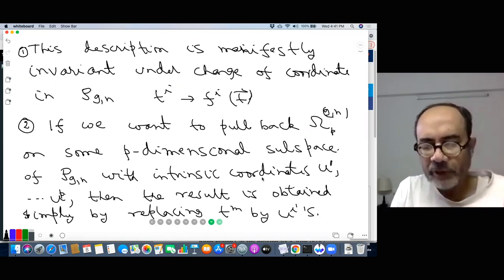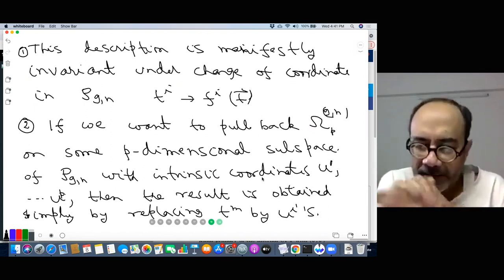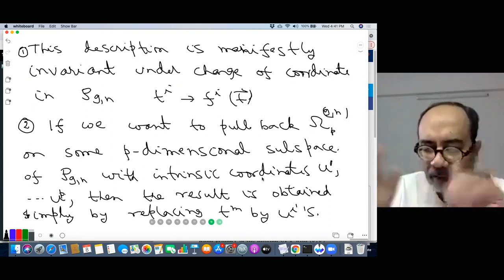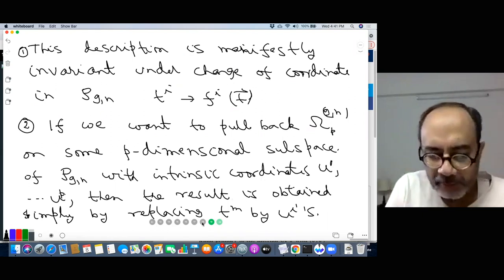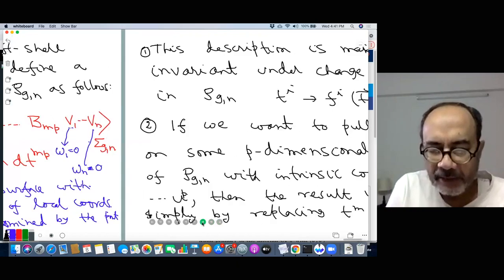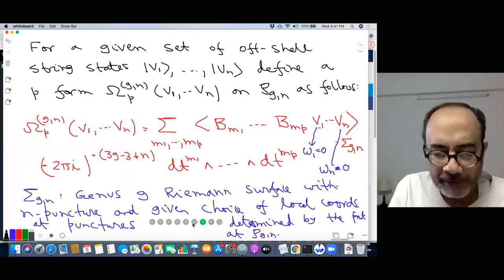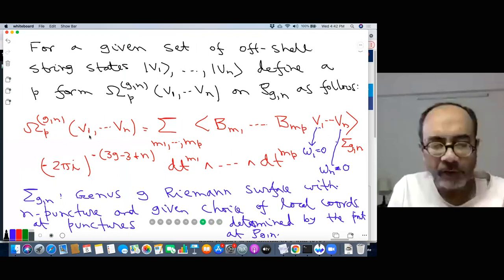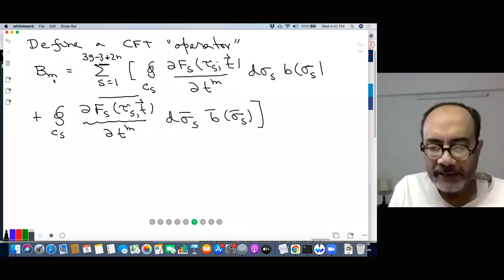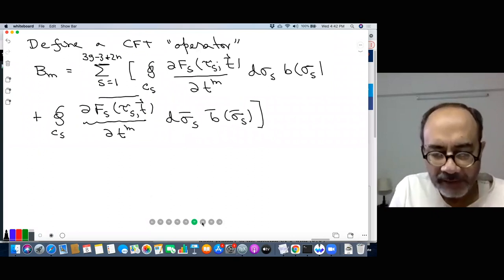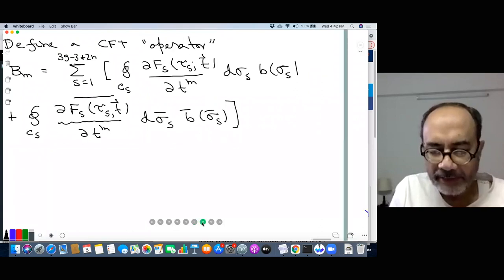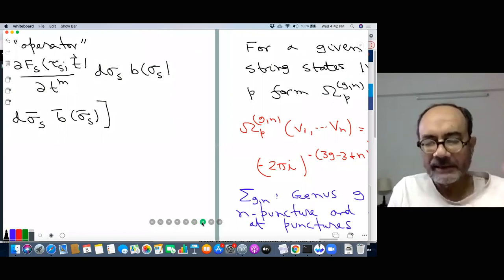Now, suppose you are not interested in computing the form everywhere, but just in pulling back on some p-dimensional subspace. You label this p-dimensional subspace by some set of coordinates u1 to up. Then for this form, you define the corresponding component using u. So you take the derivative with respect to u_k here, and here you contract with du_k. So here you will have some du1 to du_p. And that's what will be the pullback, right?